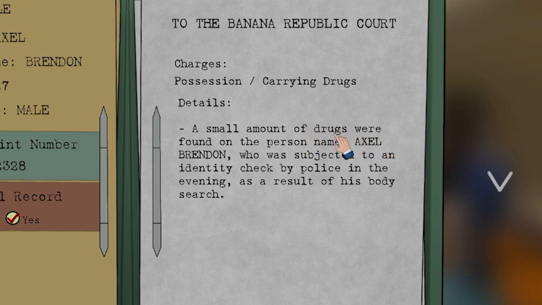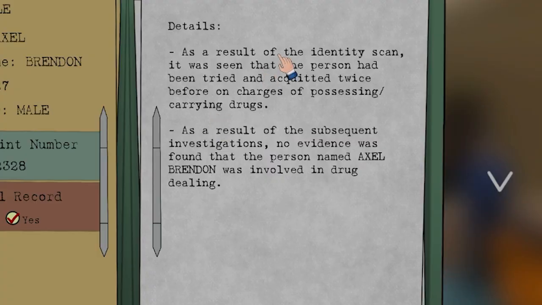Of things were found on this person named Axel, who was subject to identity police, resulting in a body search. Dude, body search is crazy. Result of the identity scan, it was seen that the person had been tried and acquitted twice before on charges of possession and carrying. As a result of the subsequent investigations, no evidence was found that the person named Axel Brennan was involved in the dealing. Okay, that's good to know.